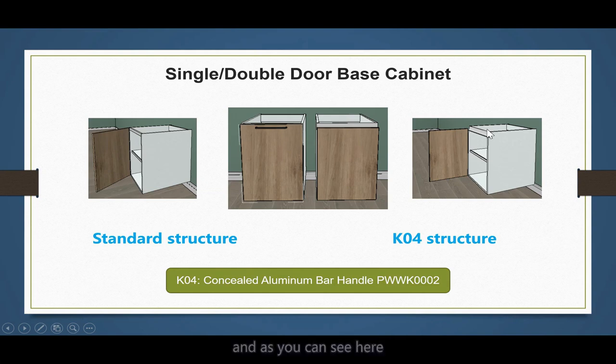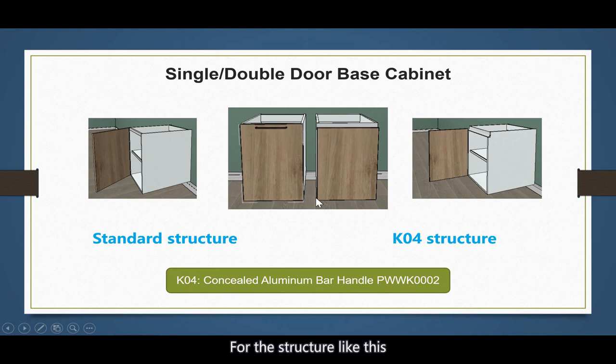And as you can see here, instead of being covered by the two side panels, the K04 bar handle right here cuts a little hole on the upper front corner of the two side panels, and is installed right here. In this way, we have the door panels also made a little bit shorter, and now we can put our hands in this short space and pull the doors out.